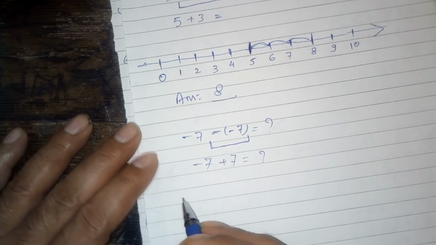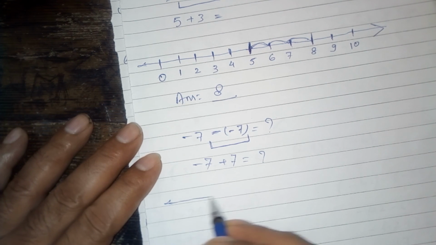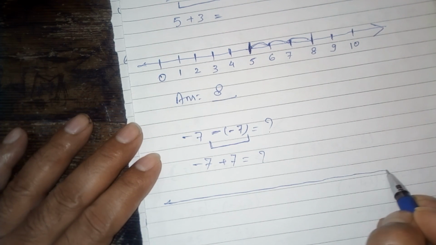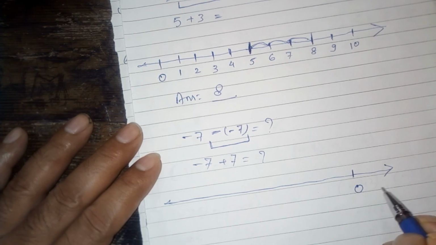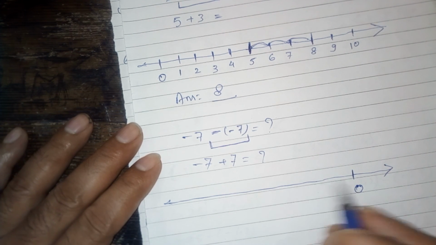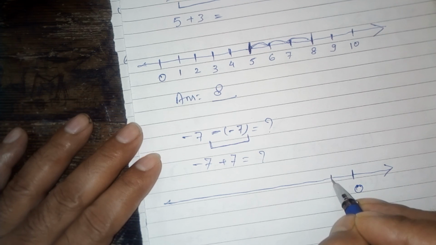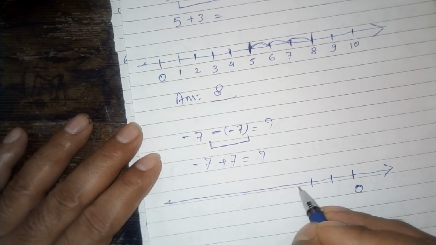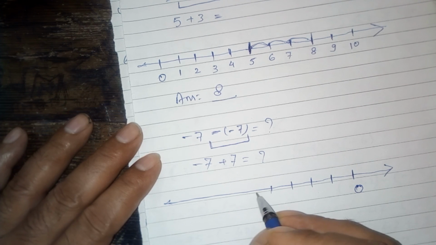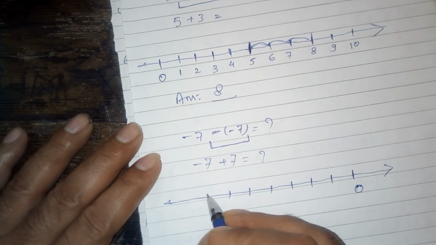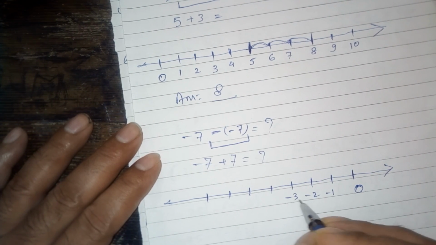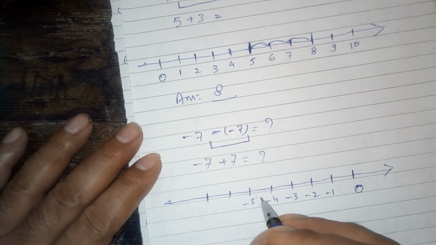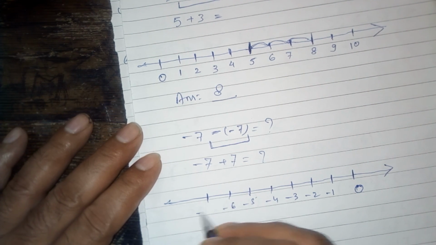Now let us discuss. For this question first we make one number line. This is the number line. Then this is 0. Now we will make markings on the number line. It is -1, -2, -3, -4, -5, -6. This is -7. Please look here, -1, -2, -3, -4, -5, -6 and -7.